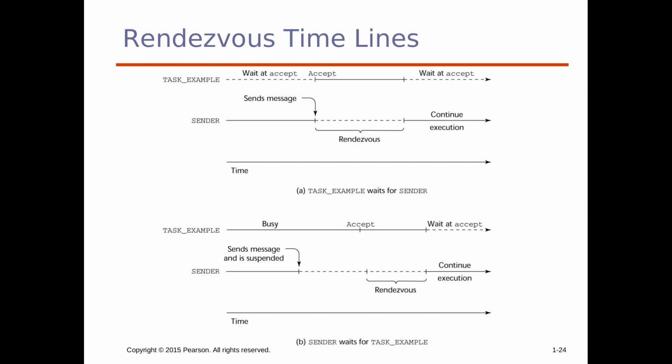And you can just kind of see over time that in the first one, the task waits for the sender, and in the second one, the sender waits for the task, right? So the task is kind of going along, it's busy, and the accept has occurred. The sender sends the message and is suspended until the accept occurs, at which point the rendezvous occurs, and then when the rendezvous is over, the sender continues its execution while the task shifts into waiting at accept. Okay, so pretty easy to understand how these rendezvous work.